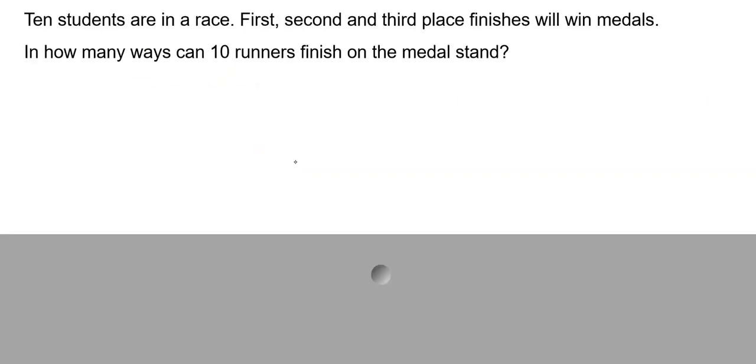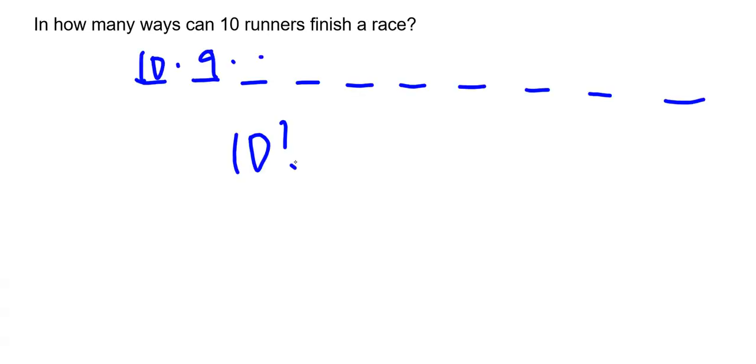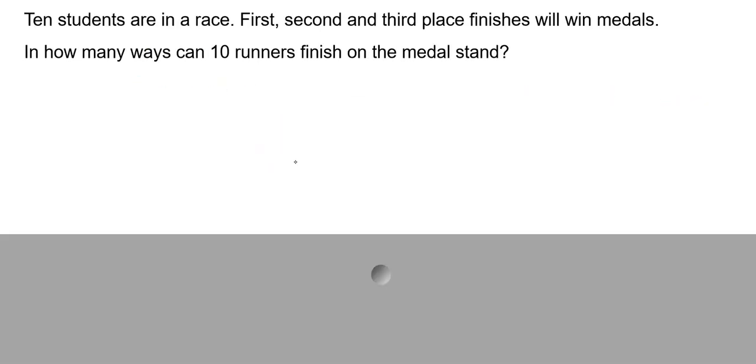Let's get to a little tougher problem. This one, similar to the last one, has 10 runners in a race, but now we only care about if you finish on the medal stand. First, second, and third place, gold, silver, and bronze. That's all we care about in the Olympics. So how many ways can 10 runners finish on the medal stand? That's a little different question.